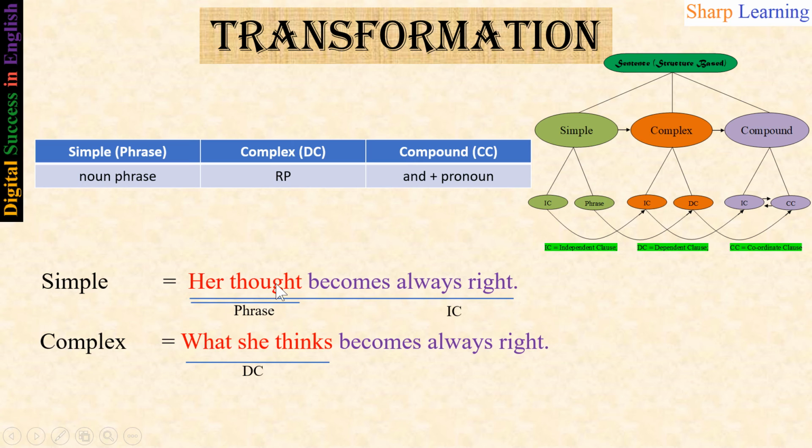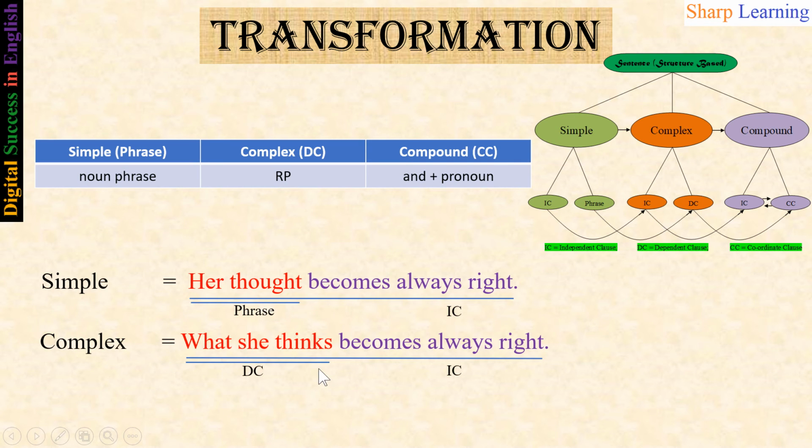Think, thought. Yes, the past and past participle form of think is thought and thought, but here thought is a noun form. Her thought, that means her thinking. Okay, so from the noun thought we have used a verb here. What conjunction, she subject, thinks verb. Why has it been present tense, not past tense? Because the next part, see the next part, becomes, is present tense. That is why for making the new clause we have used present tense. What she thinks, it has been a DC, becomes always right, it has been an IC. Yes, becomes is the verb, but this DC has been used as a subject.